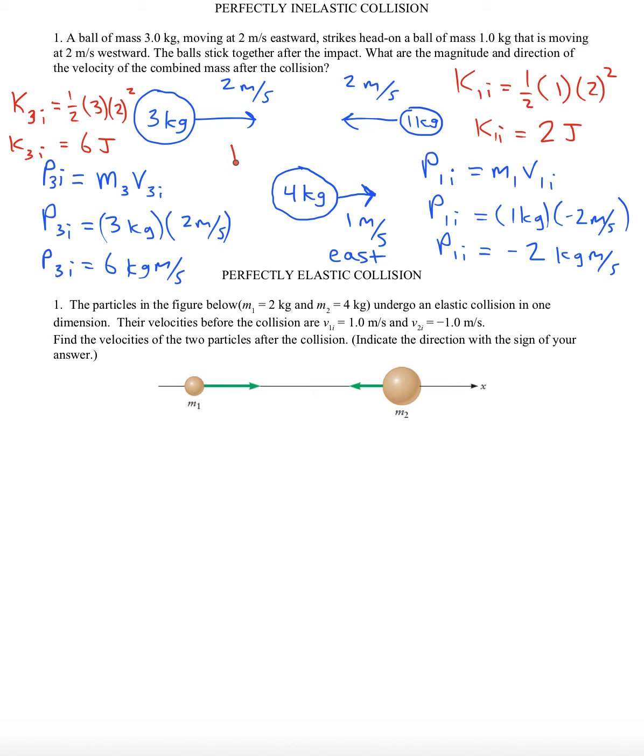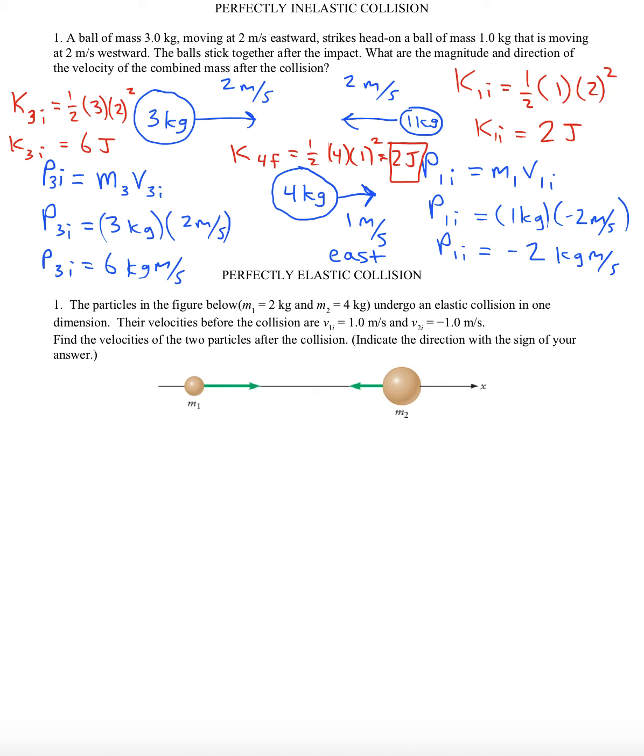How many joules does it have at the end? 1/2 times 4 times 1 squared, which is 2 joules. So although we started with 8 joules of kinetic energy, at the end, our object only has 2 joules of kinetic energy. So where did the other energy go?